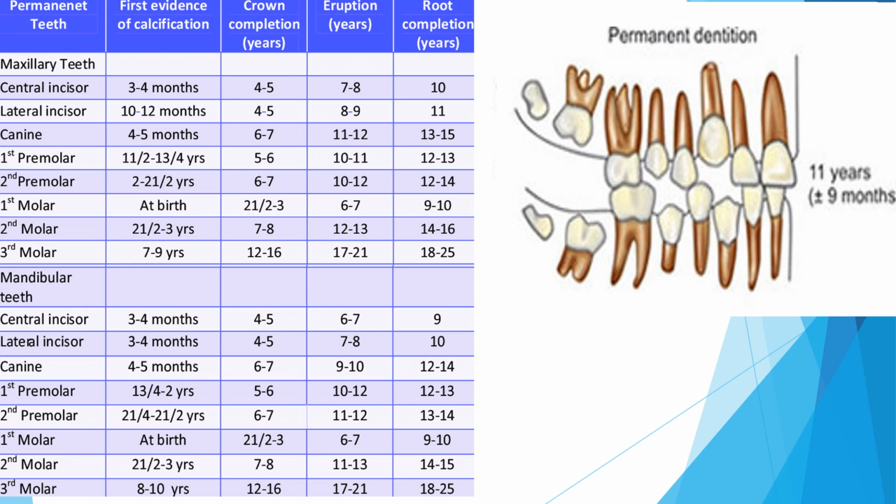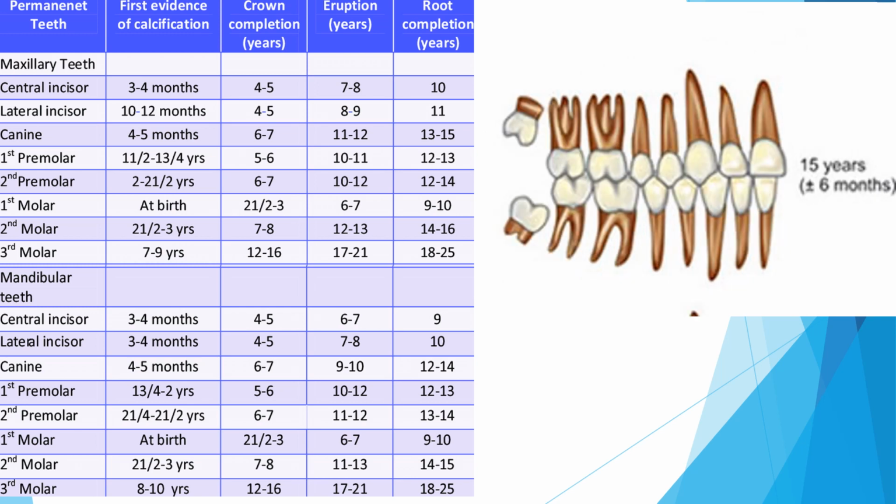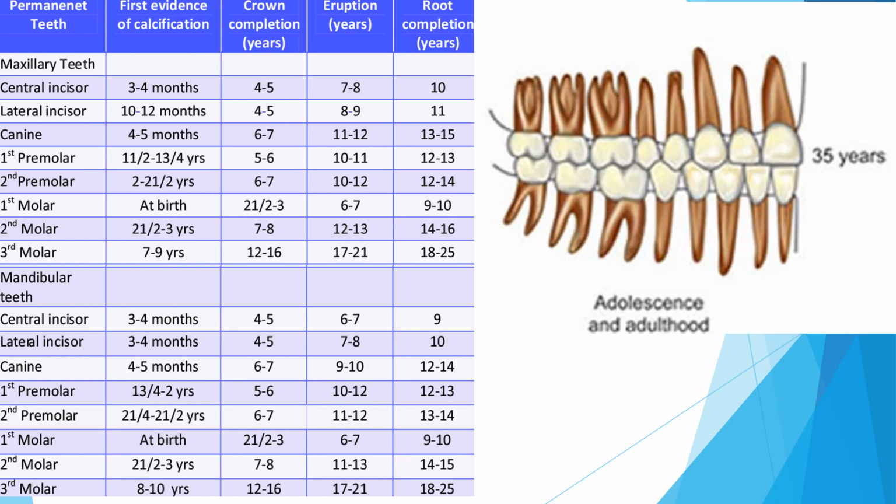Around the age of 11 years, there will be almost complete shedding of primary teeth, and permanent teeth will completely occupy both your maxillary as well as your mandibular jaws. By the age of 12 years, your second molars will erupt. Then around the age of 21, that is from 18 to 25 years, your third molars will also erupt. This forms the complete dentition.